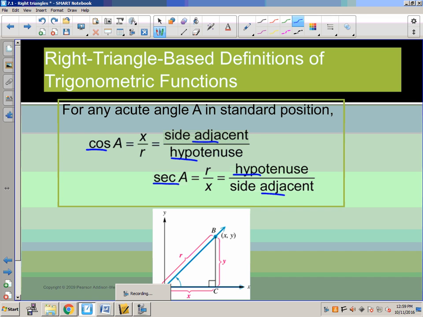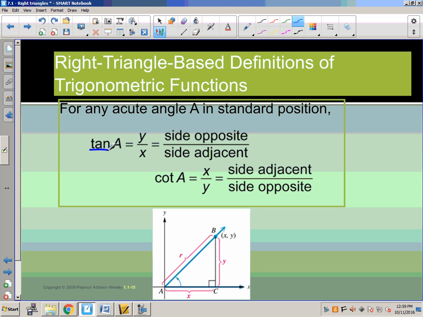All right, one more. Tangent is TOA. Tangent is opposite over adjacent. Cotangent would be the flip, that reciprocal, adjacent over opposite. So last one, tangent's opposite over adjacent. Cotangent is adjacent over opposite.